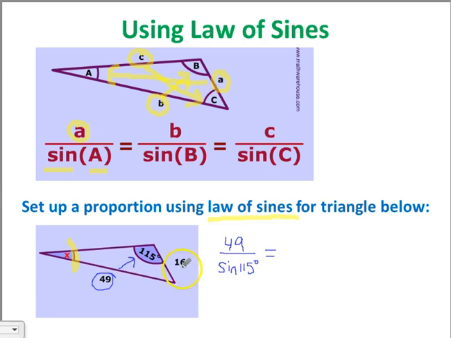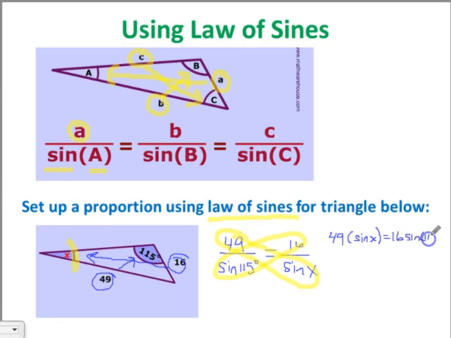Equals, well, what are we trying to solve? This angle that's opposite this known side. So we would say 16 over sine of x. So we're going to use cross multiplication to solve here, just like we do with every proportion that we set up. So what do we have? We've got 49 times sine x equals 16 times sine 115.